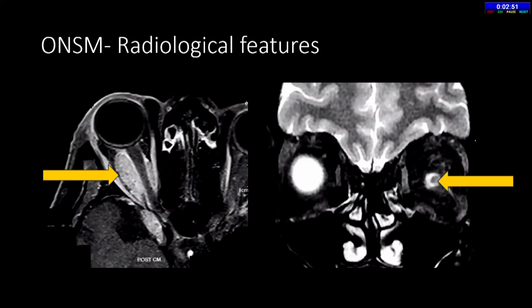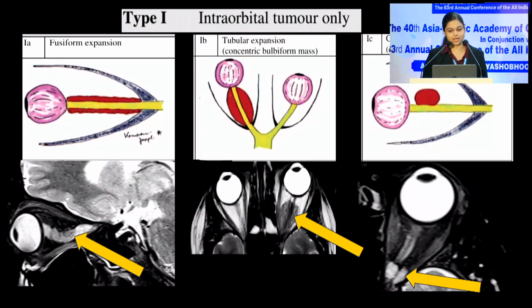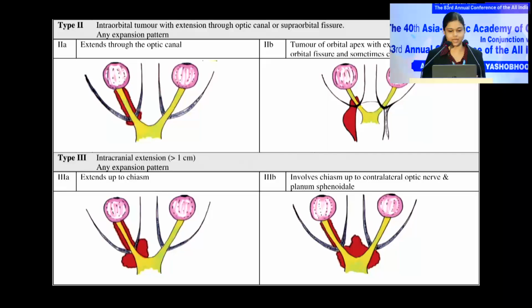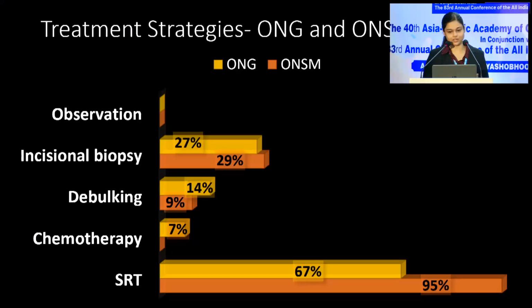The two classic radiological signs of meningiomas are the tram-track sign in axial cuts post-contrast and the donut sign in coronal cuts. The patterns of meningioma enlargement can be tubular, the most common, followed by globular and fusiform with tapered ends, and the fusiform variety is usually confused with glioma. Type 2 is extension to the optic canal or superior orbital fissure, and type 3 is with intracranial extension.